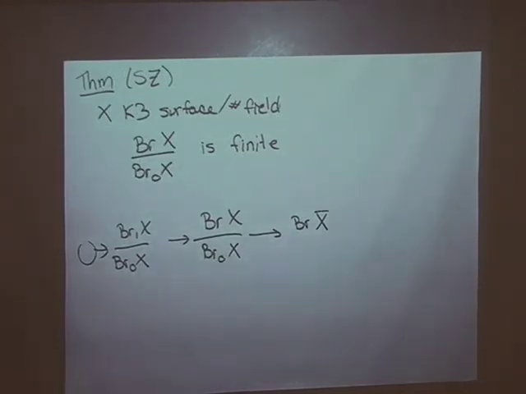And so there is a huge difference in understanding the arithmetic of Kodaira dimension 0 surfaces compared to the arithmetic of geometrically rational surfaces. And it's because we have this huge Brauer group. Okay, I think I'll stop here.